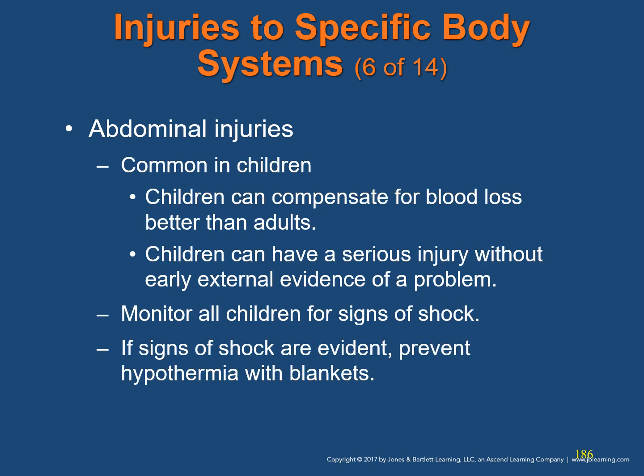Abdominal injuries. Abdominal injuries are common in children. Children can compensate for significant blood loss better than adults without signs and symptoms of shock developing. Children can have a serious injury without early external evidence of problems. All children with abdominal injuries should be monitored for signs and symptoms of shock, including a weak, rapid pulse, cold clammy skin, decreased capillary refill, confusion, and decreased systolic blood pressure. If the patient shows signs and symptoms of shock, prevent hypothermia by keeping the patient warm with blankets. If the patient has bradycardia, ventilate and monitor during transport.